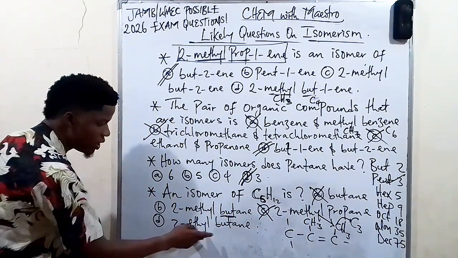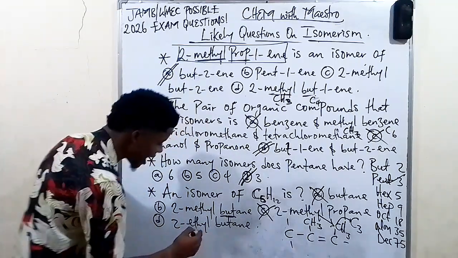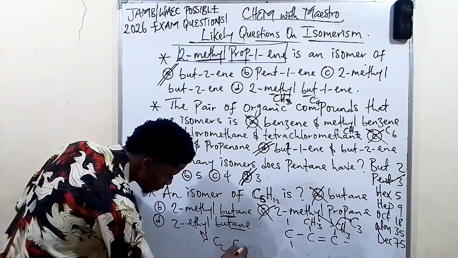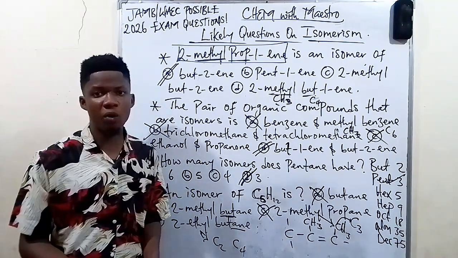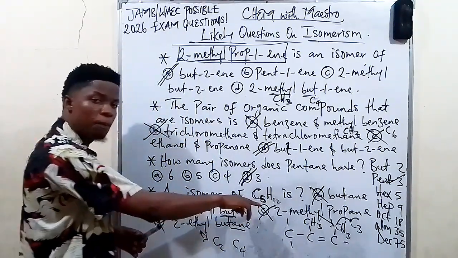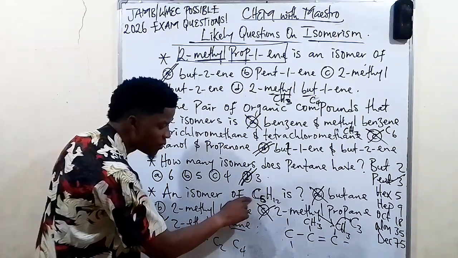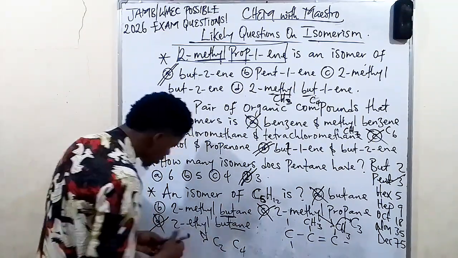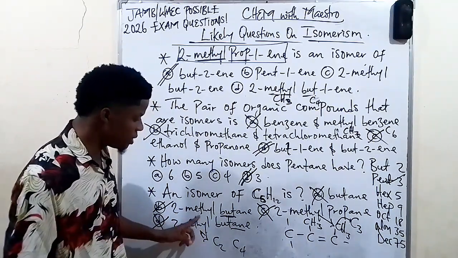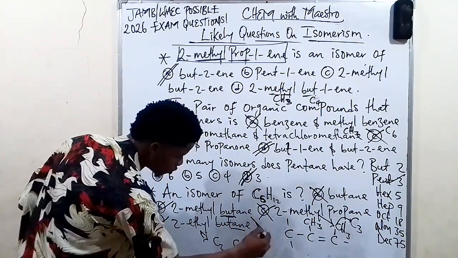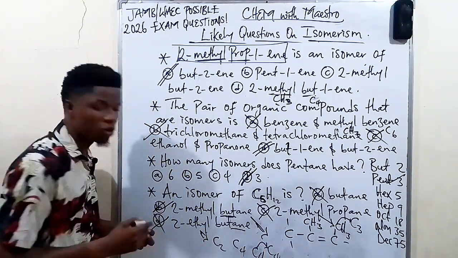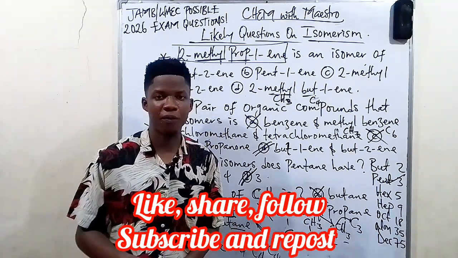Then D, 2-ethyl butane. Ethyl has how many carbons? Ethyl has 2 carbons. So butane has 4. When you add 4 plus 2, you get 6. So it's not the same. So the one that will give you an isomer of pentane, C5, the one that will have 5 carbons, is option B. Option B becomes the answer. 2-methyl butane. Butane is already 4, C4. Methyl is CH3. So 1 carbon plus 4 gives you 5. Thank you very much.